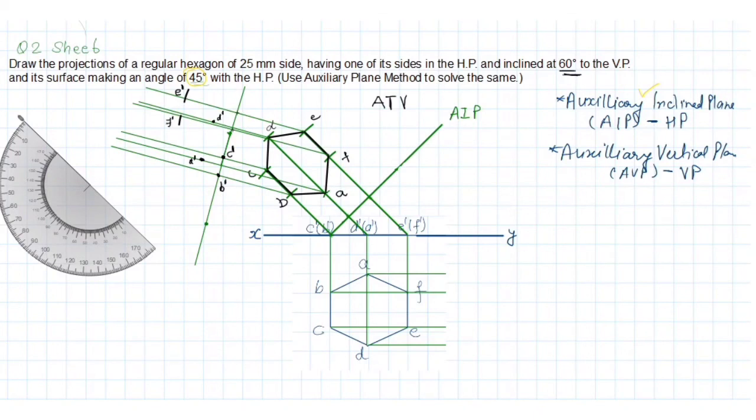Now we will join these points. So we have this one as the A dash. So A to B, B to C, C to D dash, A dash to B dash, B dash to C dash, C dash to D dash, D dash to E dash, E dash to F dash, then F dash to D dash. So let me erase the extra projectors for the clarity.